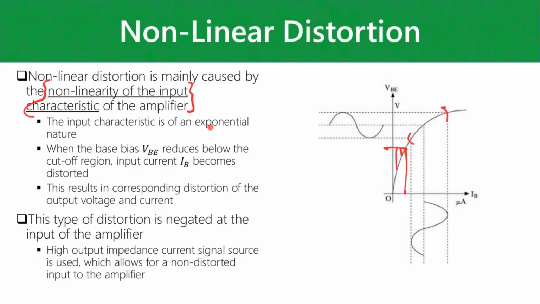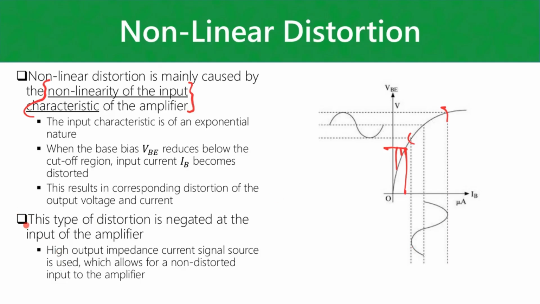Because BJTs, or bipolar junction transistors, are basically current-based components, if your base current gets distorted, that's also going to distort the voltage across your collector and emitter as well.